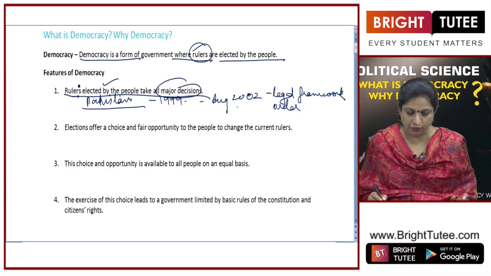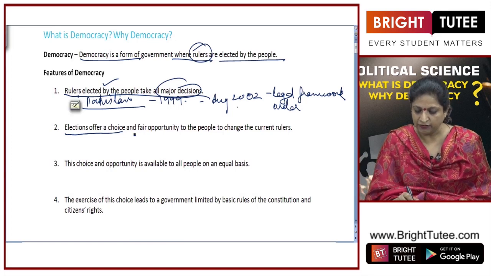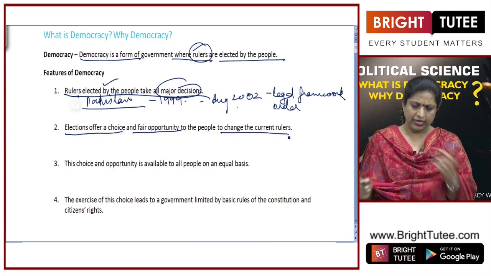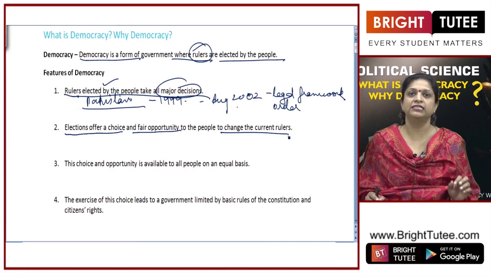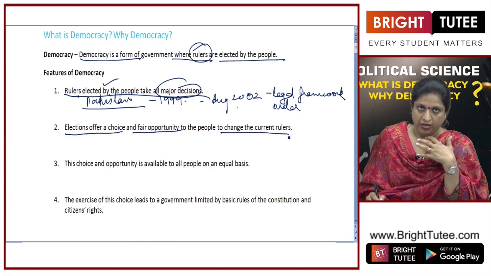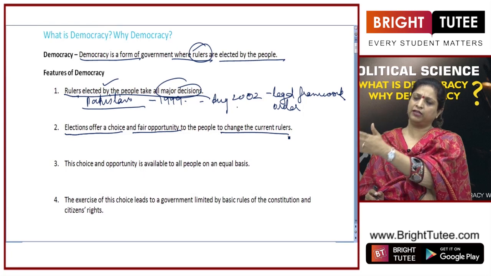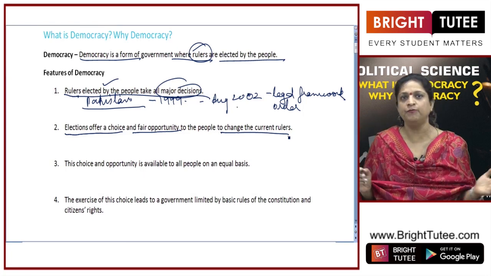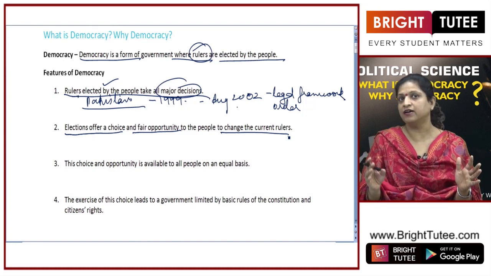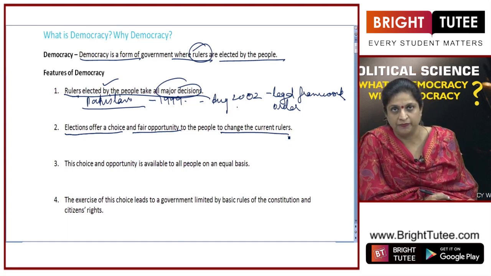Now, the second most important feature is that elections offer a choice and a fair opportunity to the people to change the current rulers. Again, we'll talk about India. India has a multi-party system. Yes, it means we have a wider choice, either this party or that or another party. So we can choose any party. We have a very vast choice, and in our country elections are held in a free and fair atmosphere.